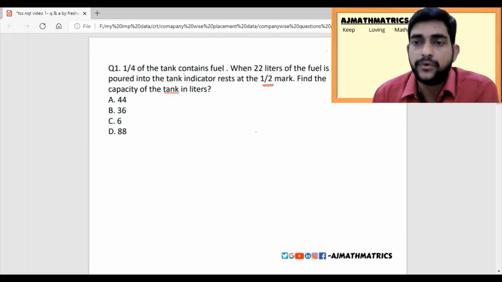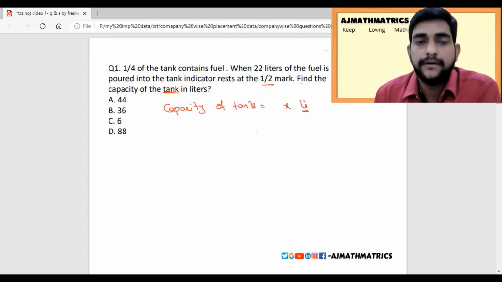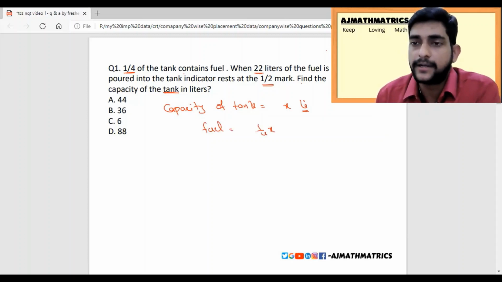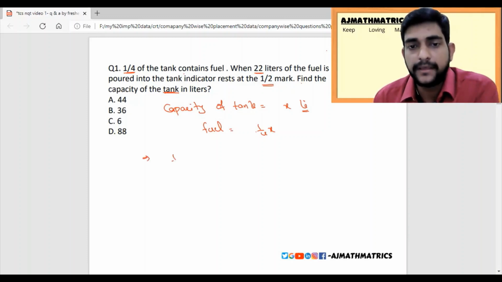I always suggest you solve the question from the question statement. Here the question statement is: find the capacity of the tank. Let's take the capacity of the tank as X liters. Now come to the first point, which says 1/4th of the tank contains fuel. Initially the level of the fuel is 1/4th, and later we are adding 22 liters. So finally the equation will be 1/4th of X plus 22 liters, which equals half of the capacity of the tank.